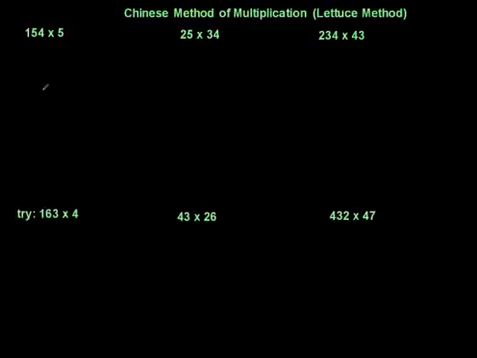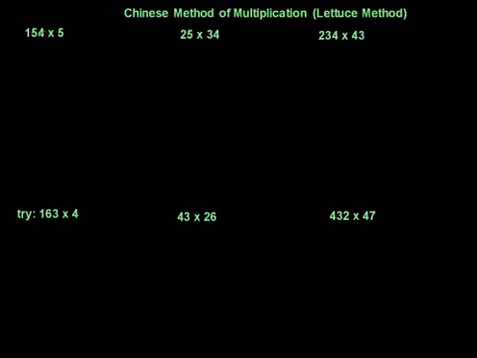Hi, in this method you're going to learn how to multiply two numbers using the Chinese method. In the Chinese method, or lattice method, we split every number into two parts. Every product is split up into its units and tens.